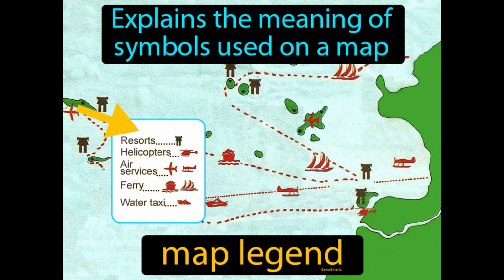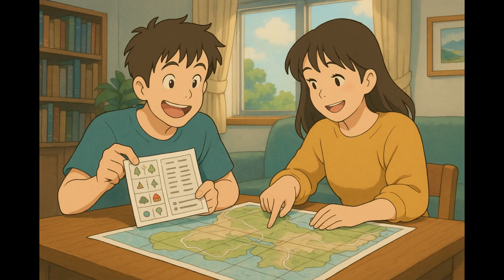Explains the meaning of symbols used on a map. Map legend. In science, a map legend is like a key that helps you understand what different symbols on a map represent. Imagine trying to assemble a piece of flat-pack furniture without any instructions, just as the assembly guide provides meaning to various parts and steps, helping you understand how each piece fits together. A map legend explains the symbols used on a map, guiding you through unfamiliar terrain.